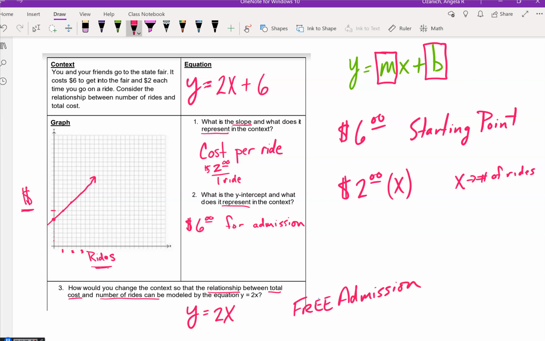So that we would not have to pay anything at the beginning. We would just have to pay $2 per ride. Our graph would then start at 0. It would still go up by $2 per ride, but our overall cost, of course, would be lower because we had free admission. We always like free admission.